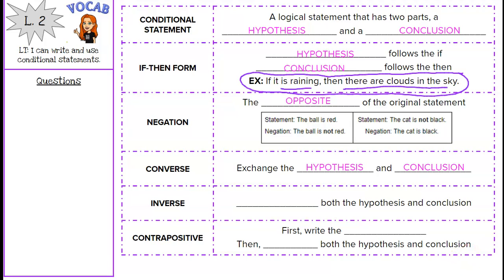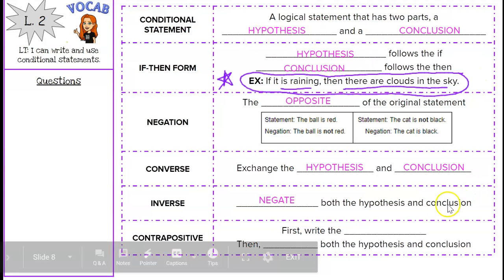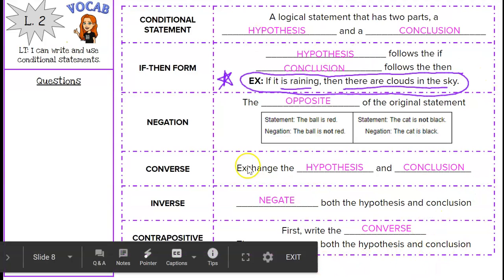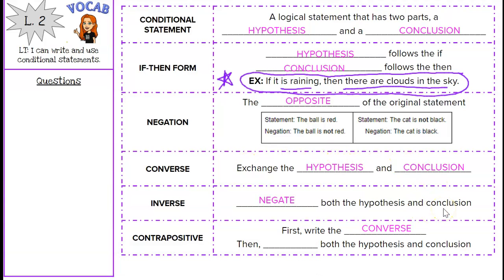The inverse is when you negate both the hypothesis and the conclusion. So if we come back up here to this example, the inverse of this would be if it is not raining, then there are not clouds in the sky. And then the contrapositive is first write the converse, so exchange that hypothesis and conclusion around, and then you would negate both the hypothesis and the conclusion. So the contrapositive of this statement would be if there are not clouds in the sky, then it is not raining.